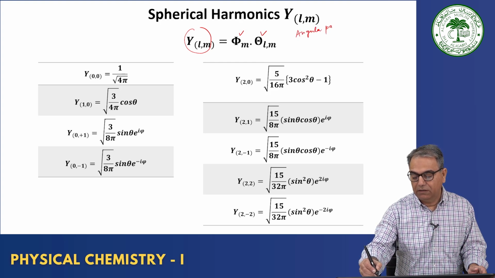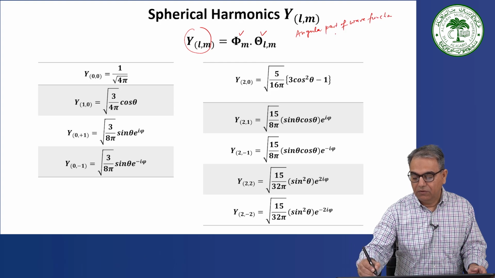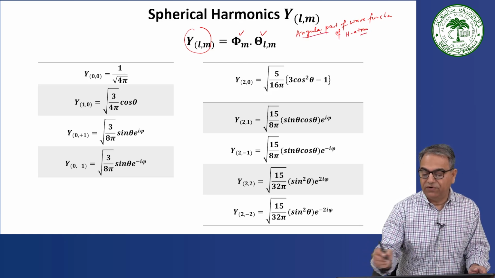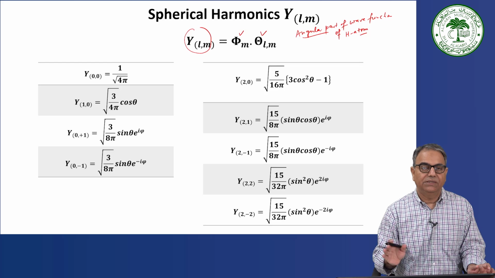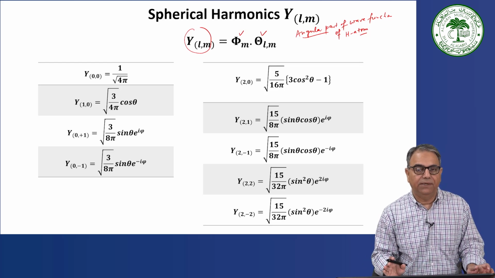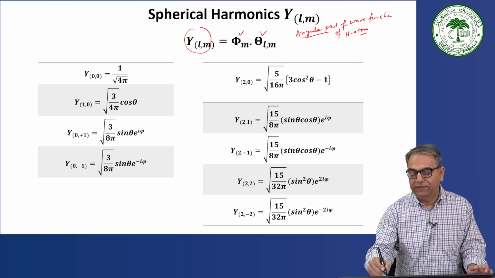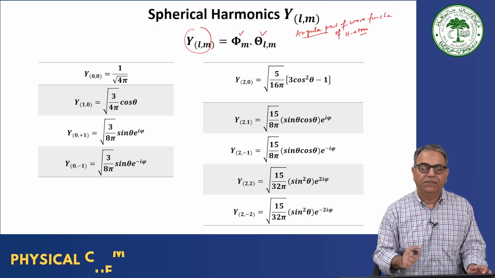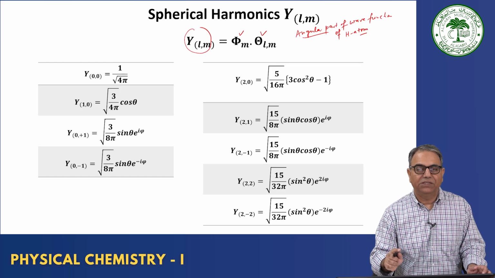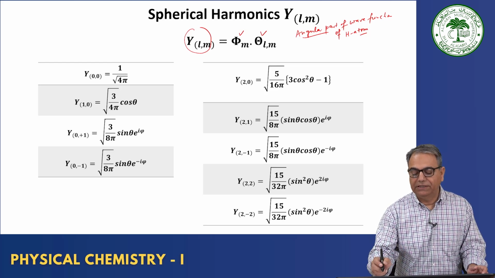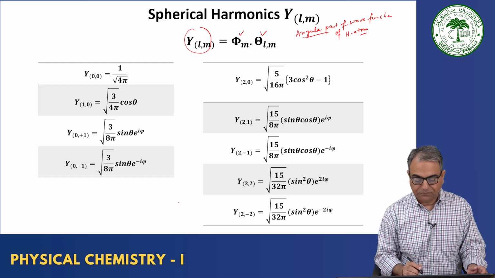Angular part of wave function of hydrogen atom. Now you see the wave function for hydrogen atom will have two different parts. One is R dependent, another is theta phi dependent. So the theta phi dependent part, which is together called spherical harmonics, will determine the change in the function with respect to theta and phi. So we say that this tells you the angular dependence.